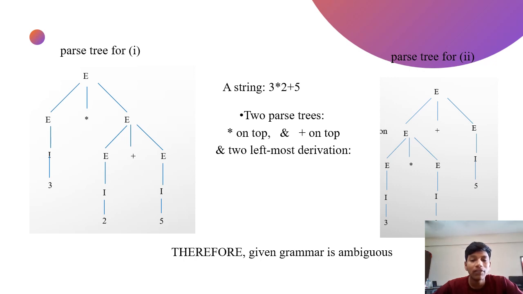So having two different leftmost derivatives, we can draw two different leftmost trees for this, which are parse trees. The first parse tree: E tends to E into E, again E tends to E plus E, and again E tends to I, E tends to I, E tends to I. And the second parse tree is E tends to E plus E, and again the first E tends to E into E. Therefore, we are getting two different parse trees from two different leftmost derivatives. Hence, we can tell that this grammar is said to be ambiguous.